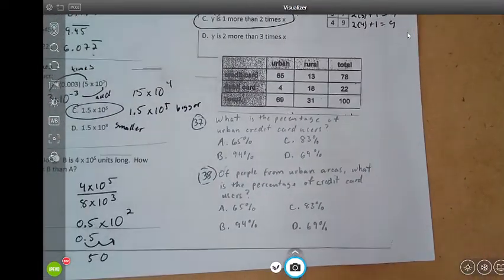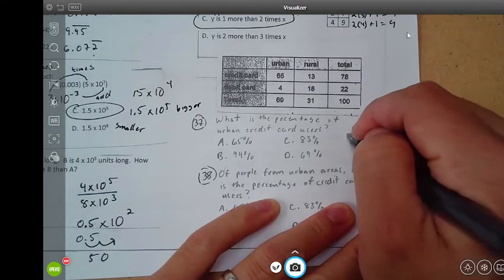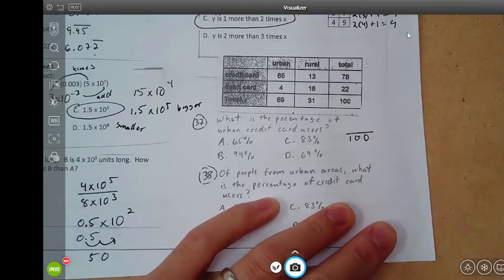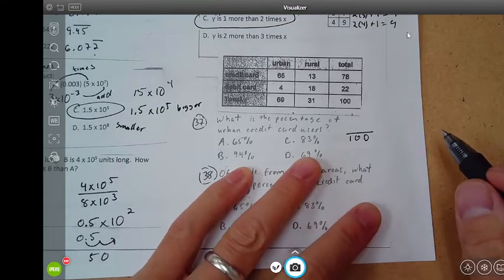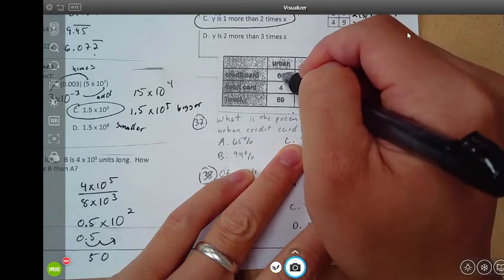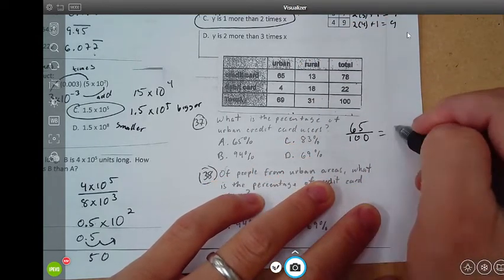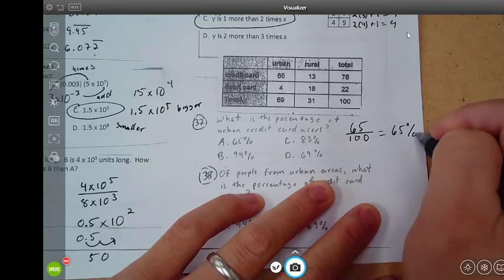All right. Last two. What is the percentage of urban credit card users? We know the total here is 100. Urban credit card users, there's 65 of those. 65 out of 100, that's 65%.